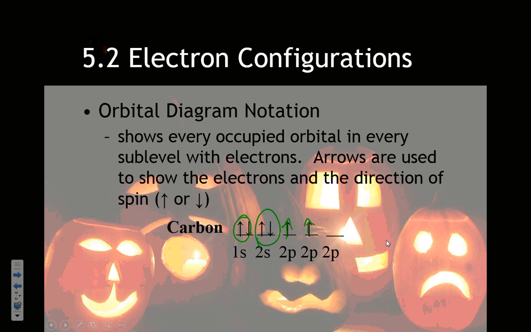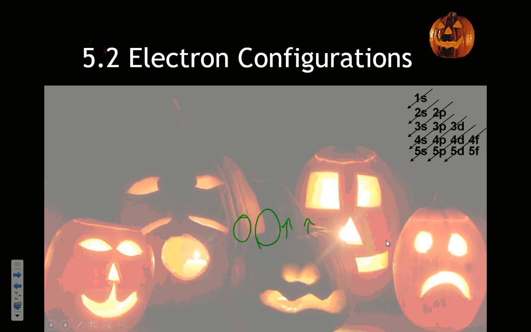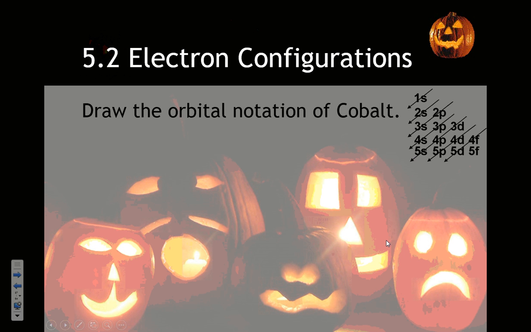And it shows all the information, every energy level and sublevel with electrons. It shows which orientation it's going in, and it shows spin. So we get tons of information with the orbital diagram or orbital notation. So how does this look for a slightly larger one so we can practice the idea? So we're going to draw the orbital notation of cobalt.